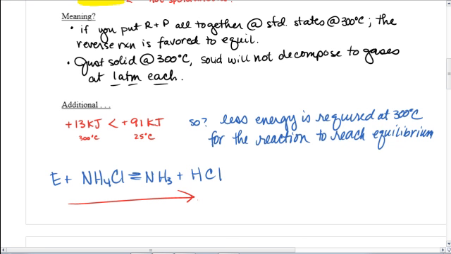If it shifts to the right, then we're going to be making more products. And so we're more likely to get them to 1 atmosphere each. We're not there yet, but we're making more products. So we're going to be closer to getting them to 1 atmosphere. And so Le Chatelier just kind of confirms that for us. All right, so flip over to the next side.